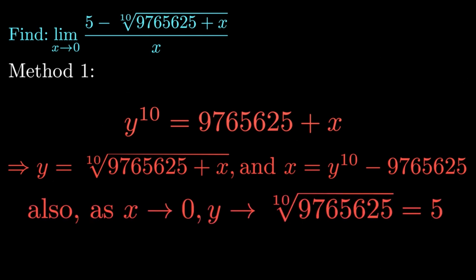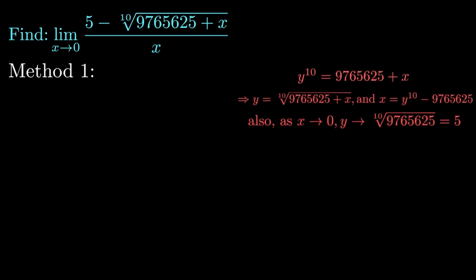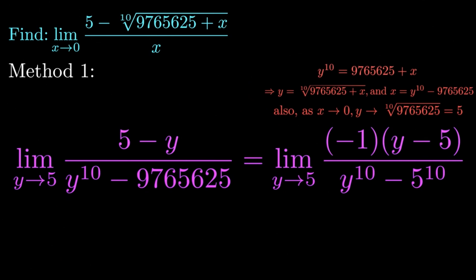And because we've made a change of variable, we need to incorporate this information into the limit. So as x goes to 0, y goes to 5. This allows us to rewrite our limit in the following form. Now we can factor a minus 1 out of the numerator, and we can rewrite the denominator as y to the 10th power minus 5 to the 10th power.